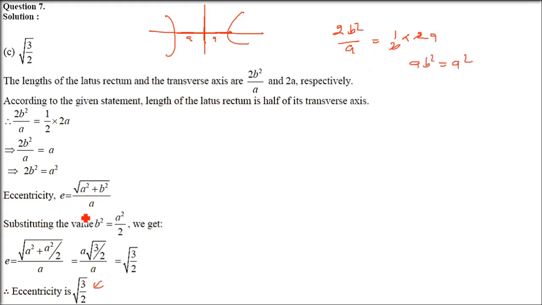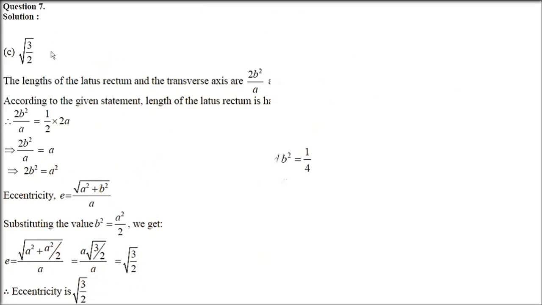You have the eccentricity formula like this. So in place of B square, put A square by 2. You cannot put A square as 2B square because it's not going to cancel the A in the denominator. So put B square as A square by 2. So you take A square out, A will cancel, 1 plus 1 by 2, that is, under root 3 by 2 will come.